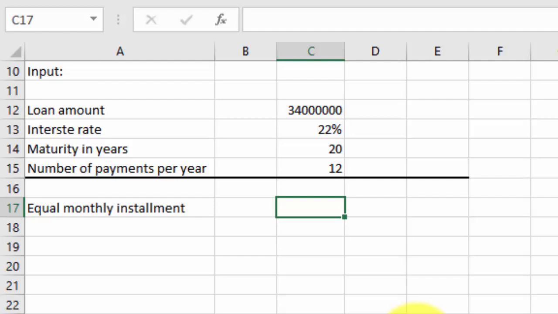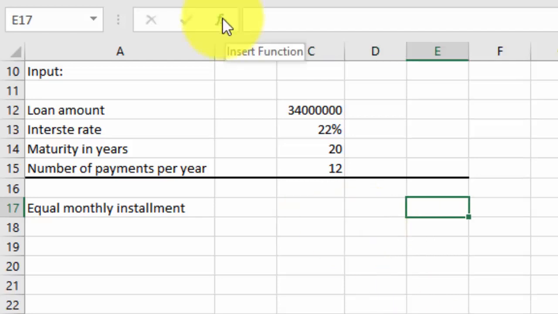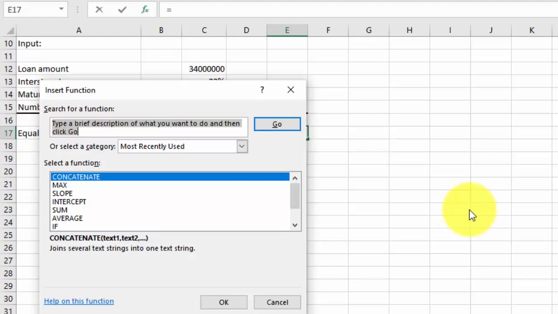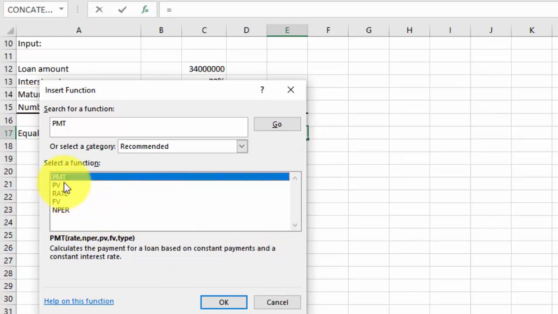Okay, now how can we do that? We can easily use the insert function command here. So I'm going to click this one, and then search the Pmt function here, and click go, so that we can easily find the function. Okay, fine, we have got Pmt here. You can see the description of the function: it calculates the payment for a loan based on constant payments and a constant interest rate, which is the case we are going to solve now. Let us click OK when the Pmt is selected.